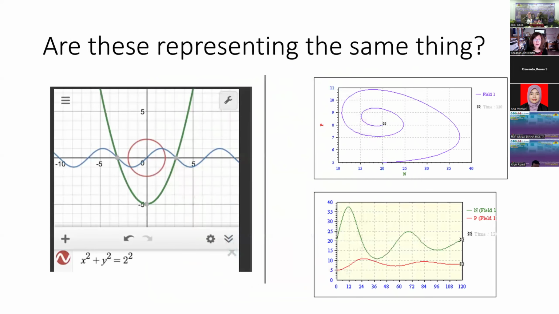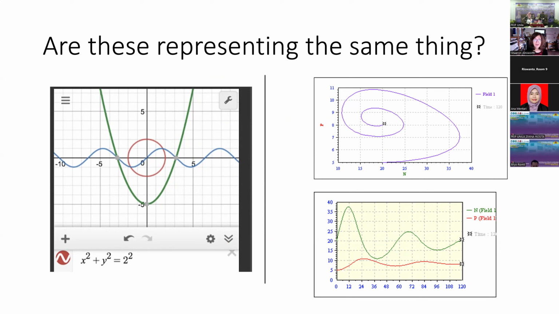Another thing we know is that translating between representations is a very powerful tool for learning, but very, very difficult. So does this graph represent this equation? Does this phase plot of a predator-prey relationship describe the same relationship as what we're seeing on this time graph? This is a very, very challenging thing for learners.